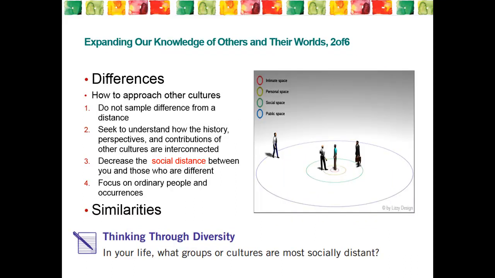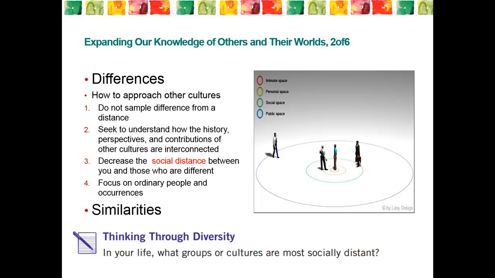The author says, why don't we pay attention to a couple of things, the differences and our similarities. So when we approach other cultures, don't sample difference from a distance. He's saying get to know who people really are. Some of us play around with other cultures by going to a different restaurant or going to a play or a movie with characters who may be different from yourself, but that's sampling. And that really isn't getting down into knowing who people are.